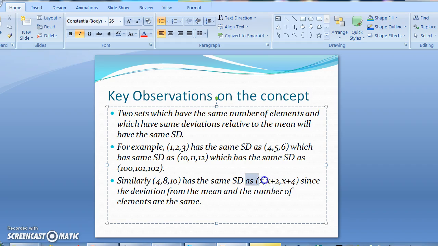Here also if you observe, you have 3 terms, the mean would be the middle term x plus 2, because if we add it and divide by 3, we would get the middle term x plus 2. And here the deviation from the mean again would be plus 2 on this side and minus 2 on this side. So deviations are going to be minus 2, 0 and plus 2. So both these two sets have the same deviations from the mean. The number of terms are the same, and hence the SD will also be the same. And the answer would be independent of x.